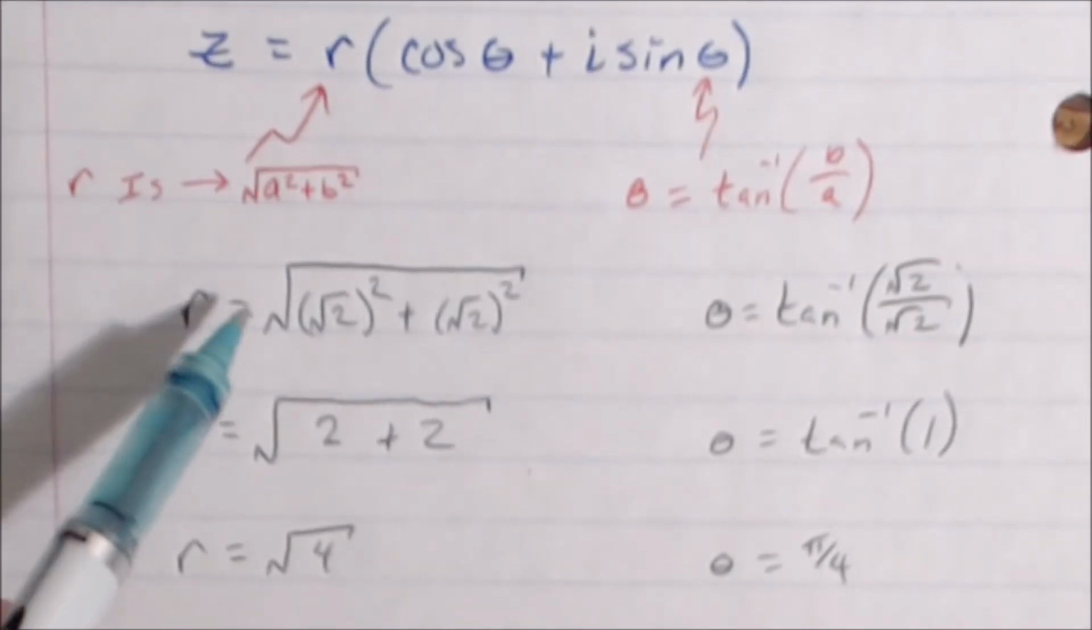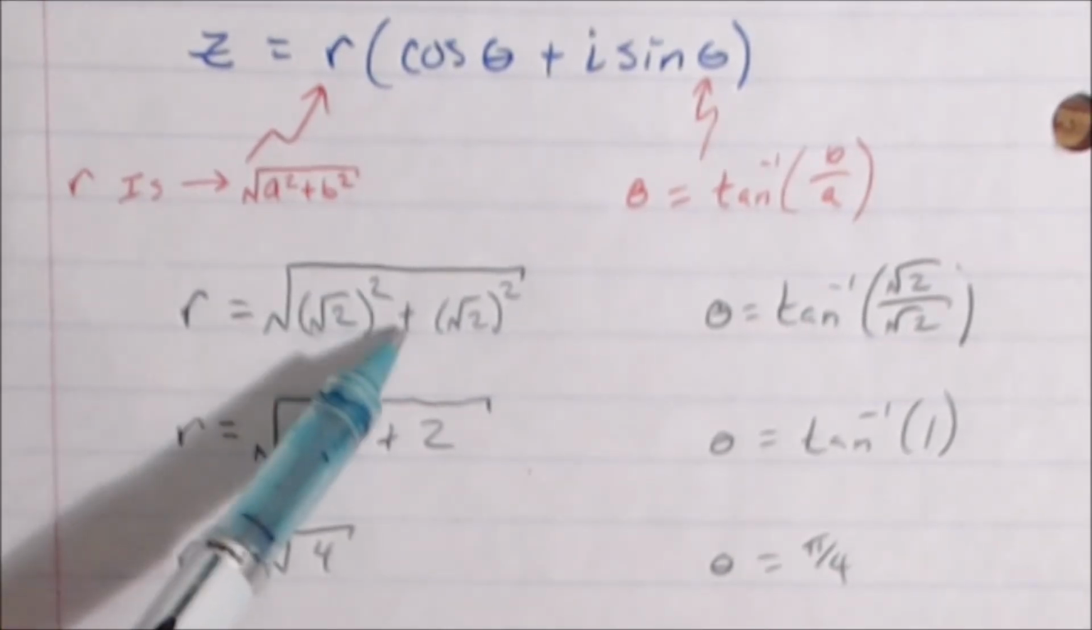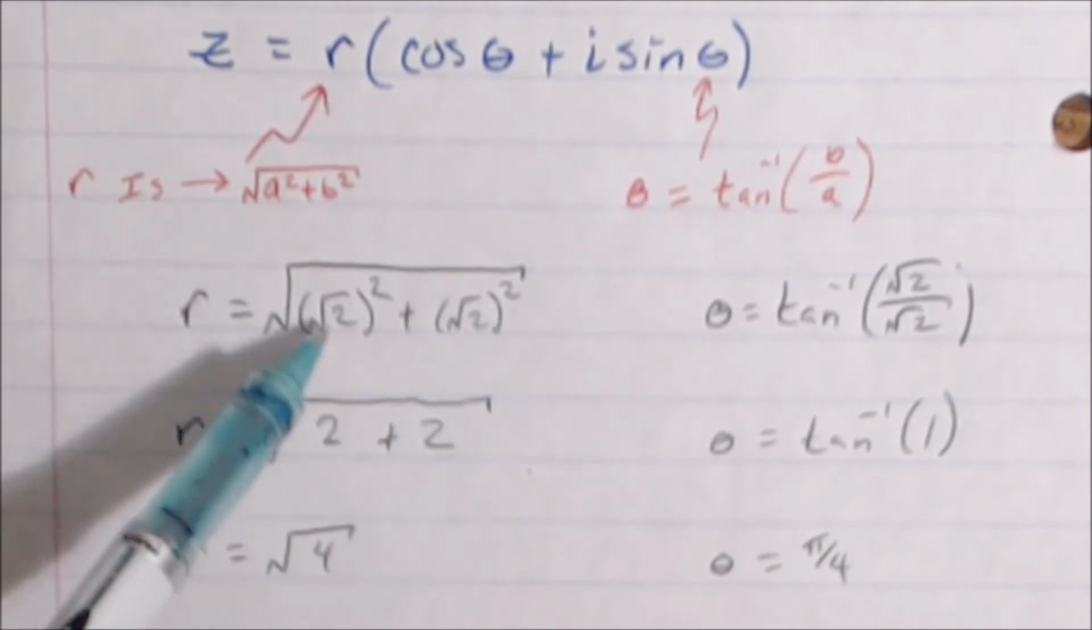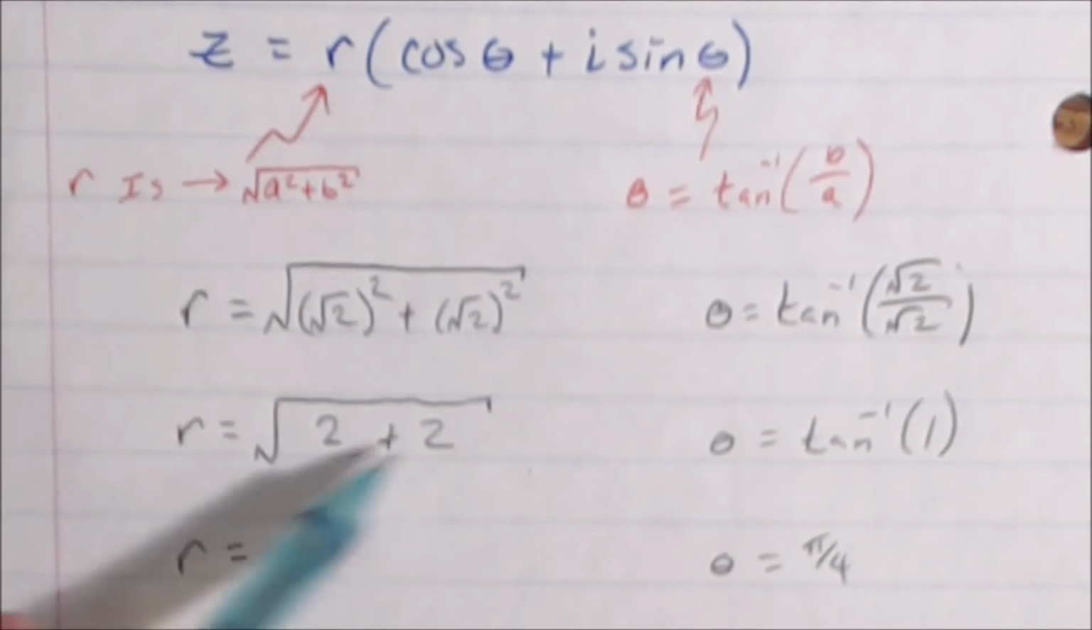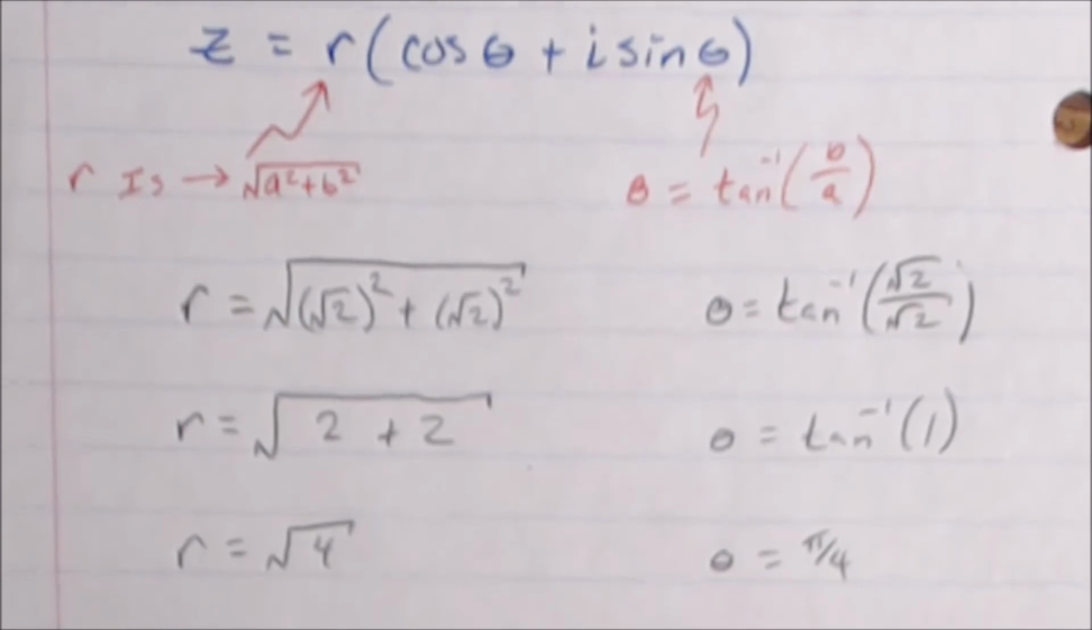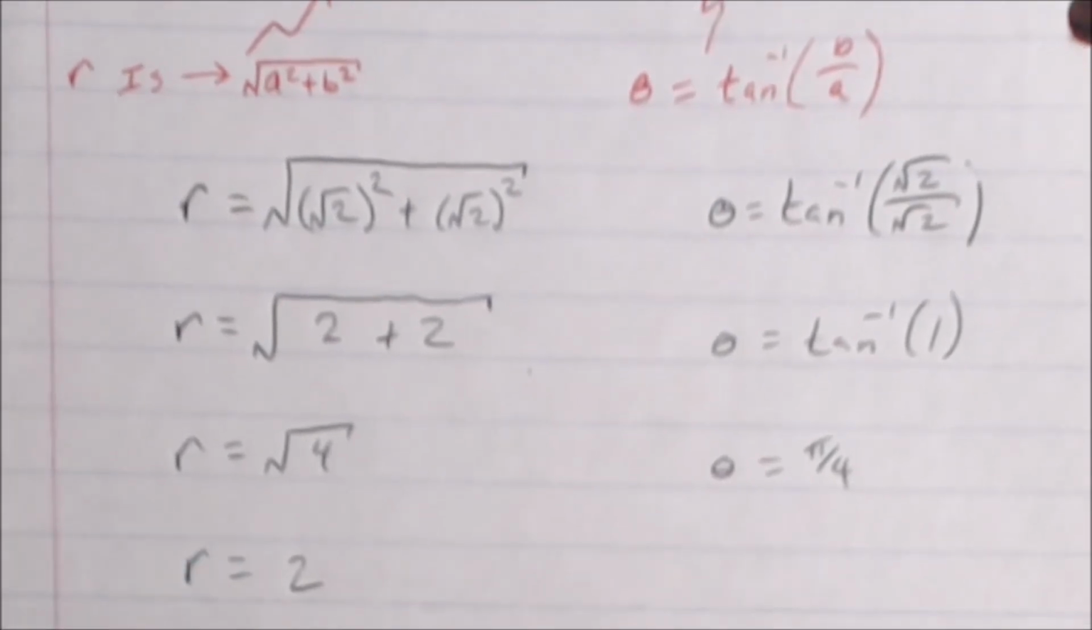So r is just the square root of a squared plus b squared. Go ahead and square the root 2, I get 2. Add those two together, I get 4. I take the square root of 4, obviously it's going to be 2.